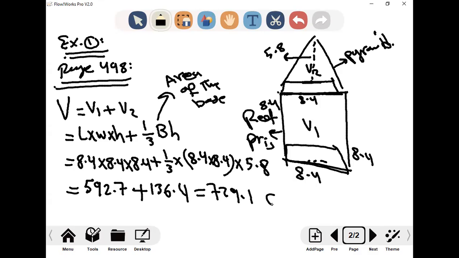592.7 plus 136.4. The answer would be 729.1. What's the unit in your book? Cubic. We are in volume. You understand? So what we did here, we didn't do something new. We found the volume of the rectangular prism, we know that, right? We found the volume of the rectangular pyramid. We know that. Then we add them. You understand? Right. This is example 1.